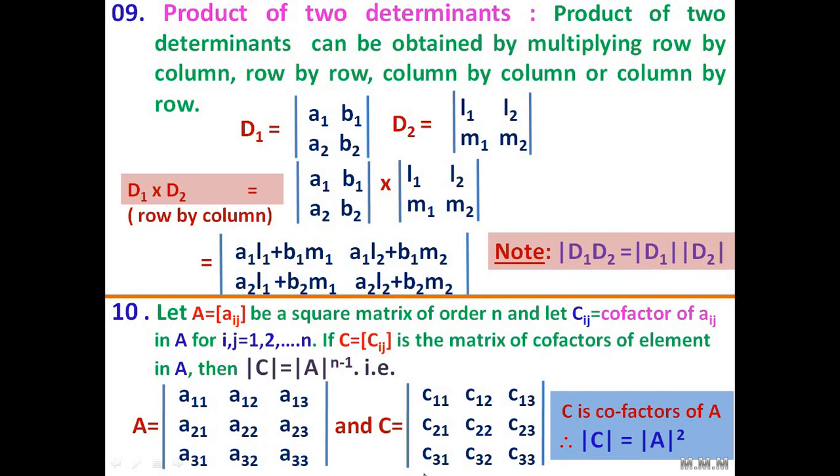The 10th property. Let Aij be the square matrix of order n, and let Cij be the cofactors of Aij. Here this is the matrix A and C is the cofactors of A. Then there is the relation: determinant of cofactors equal to the determinant of A squared. That means if you find the determinant of A and square it, then it will be the value of determinant of C. Thanks. That is the properties of determinants.